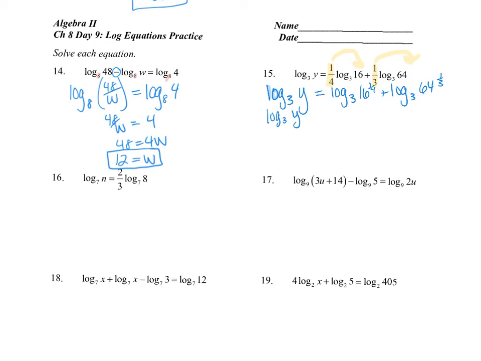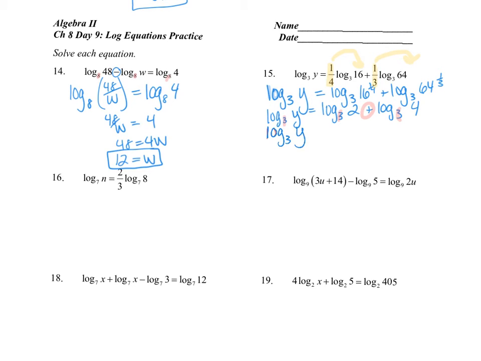So log base 3 of y equals log base 3 of 16 to the 1/4, or the 4th root of 16 is 2, plus log base 3 of 64 to the 1/3, or the cubic root of 64 is 4. And again, I have the same bases. So when I see this addition here, I think it started out as multiplication. So that's how I'm going to write those as a single log on the right.